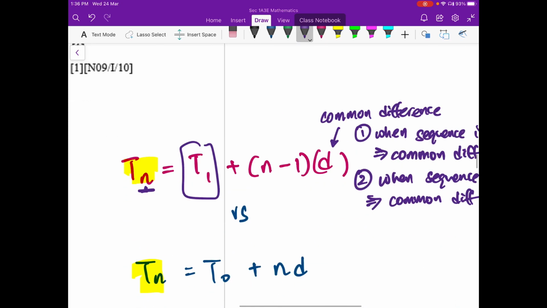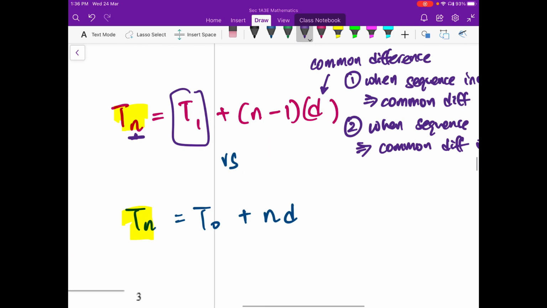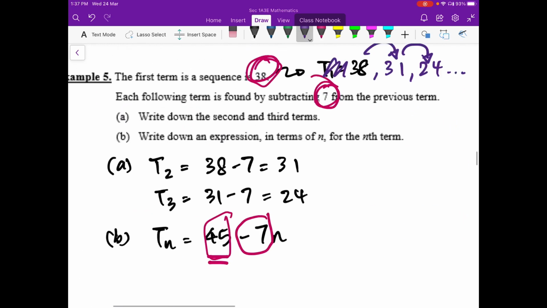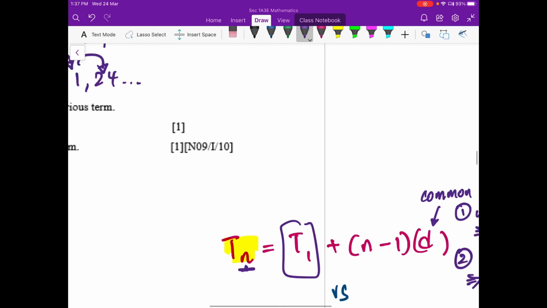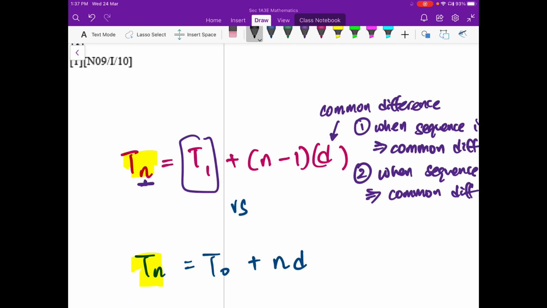Okay, now, here we have explained the very first version of the general formula, the general term. Tn is T1 plus n minus 1 d. If you can memorize this, go ahead and use it. So I'll show you how to use it for this particular example. Example number 5. The first term is 38, common difference negative 7. Substitute inside here. Okay, so T1 equals 38. That is my first term. Then plus n minus 1. The common difference is negative 7.